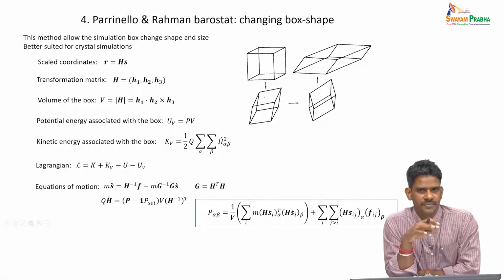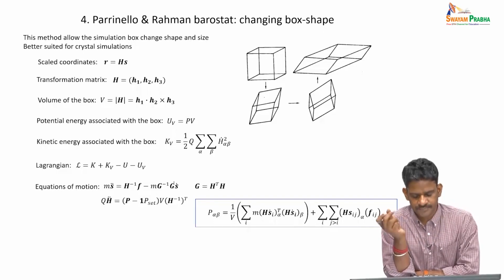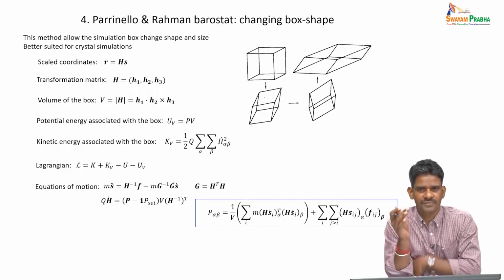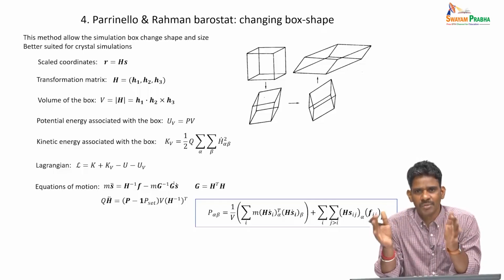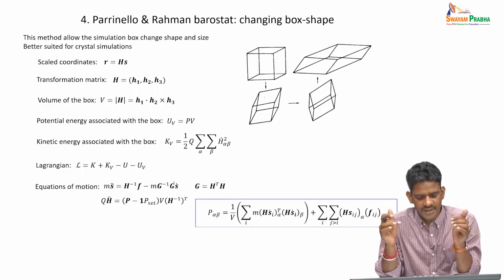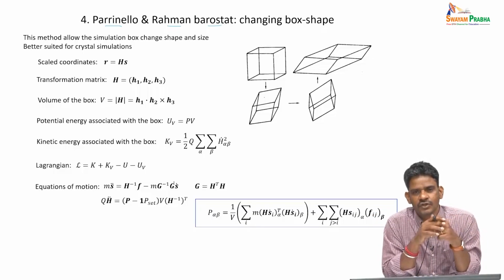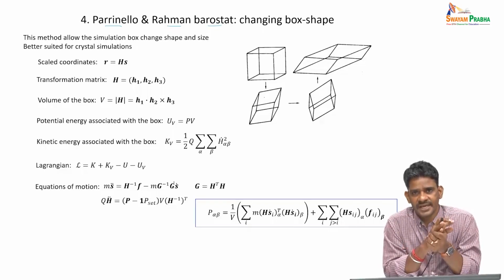Now, the previous methods such as Berendsen barostat, Andersen barostat and Nosé-Hoover thermobarostat, all of them think about this box having a fixed shape, that is a cubical shape. We allow only the size variations. But now there is an additional barostat known as Parrinello-Rahman barostat, which also allows you to change the box shape in addition to change in the box size as well.